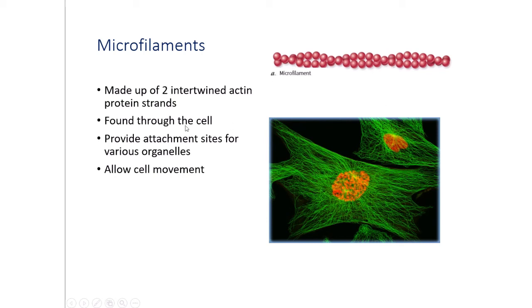You can find microfilaments throughout the entire cell. All these green fibers here are the actin filaments, and they actually provide attachment sites for various organelles. So without the actin filaments, the organelles would just be randomly sloshing back and forth in the cell, right? We don't really want that. So by having the actin filament there, it kind of gives them a scaffold to hang on to, and so the movement is actually not a random process.